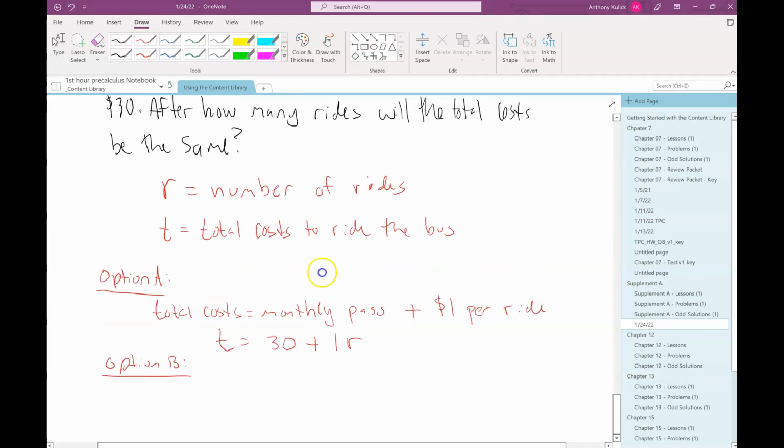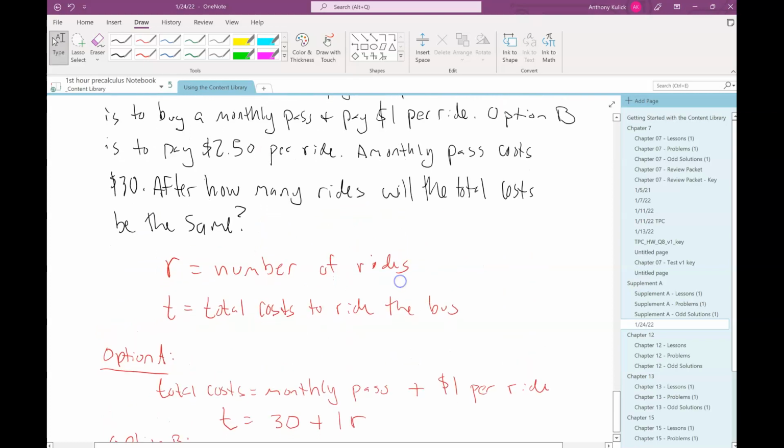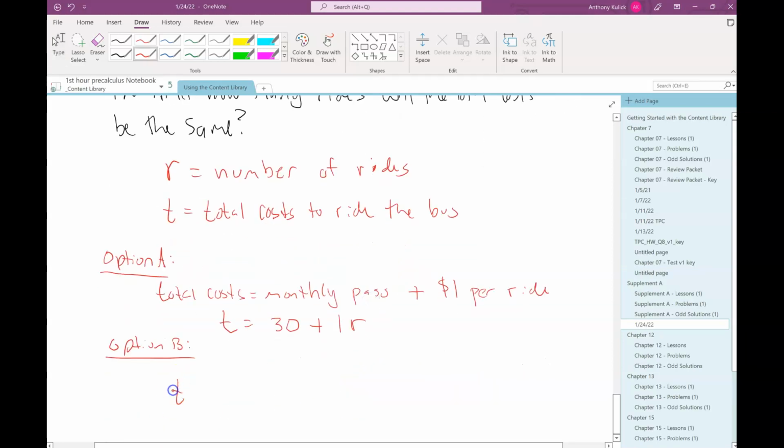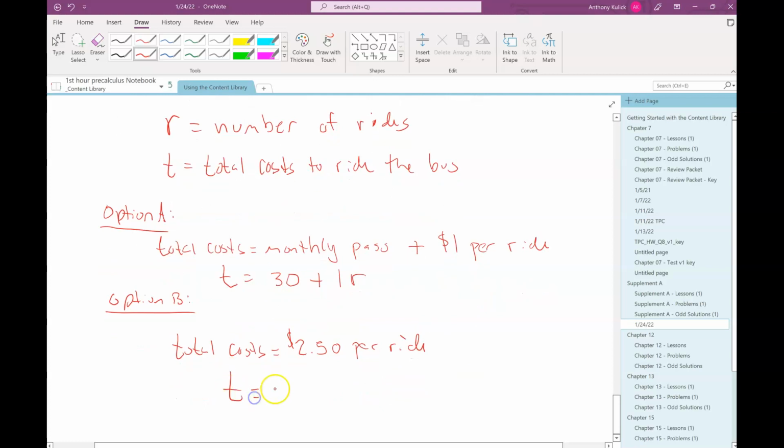Okay. What does option B say? So total costs equal $2.50 per ride. So the total cost was T, and the number of rides is R. So T is just 2.5R. Everybody okay there?